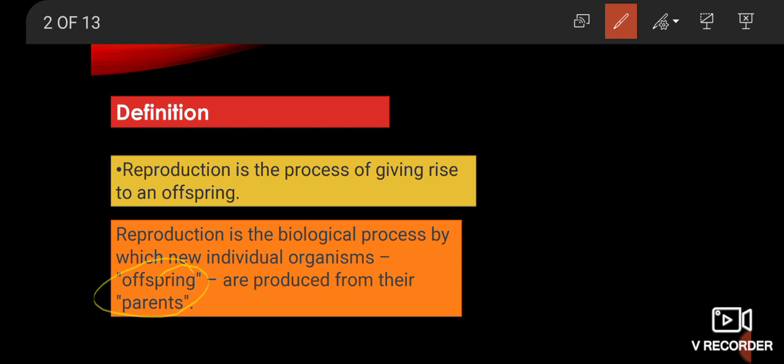A particular new individual comes out, a young one comes out, and that process is called reproduction, that is making again something or making a copy of anything. And in the biological way, the definition is that a new individual organism is produced from their parents, and that particular new individual organism is called an offspring.